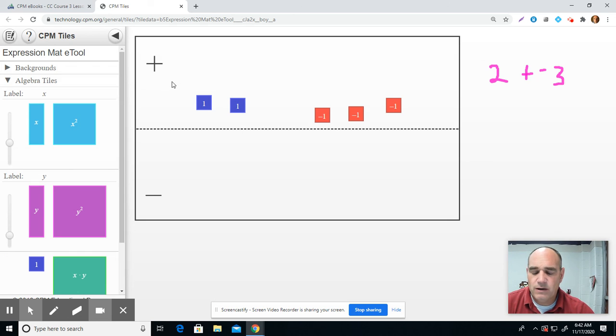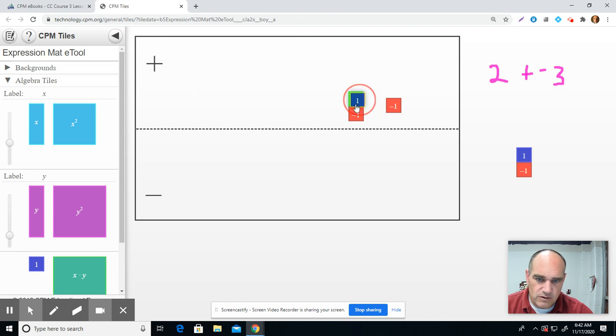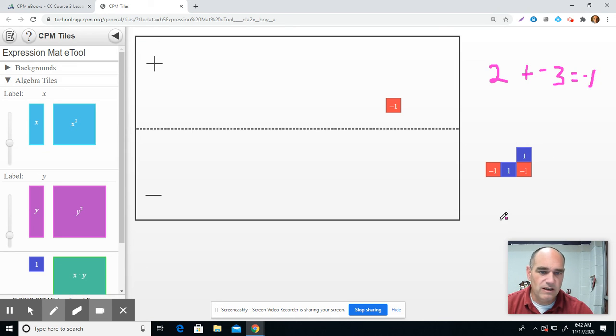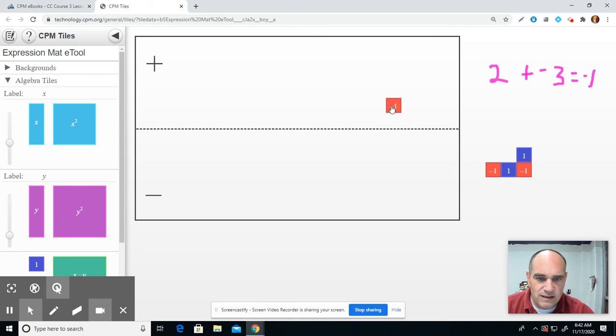Now I just do my normal stuff that we've done before. I can create some 0 pairs. So +1 and -1 are gone, so those cancel each other out. I have another 0 pair, so these cancel each other out. And so we are left with 2 plus -3 equals -1. Okay? Not too earth-shattering. This is just a little review of what we've done in the past. No big deal there.